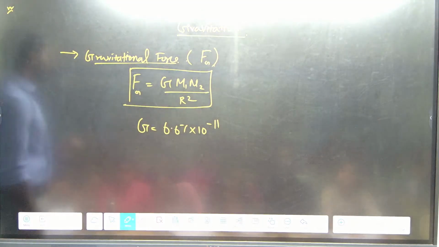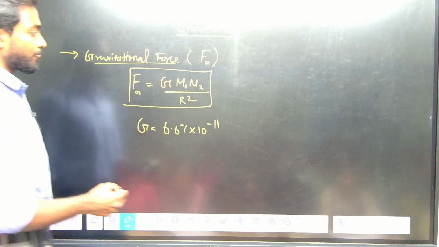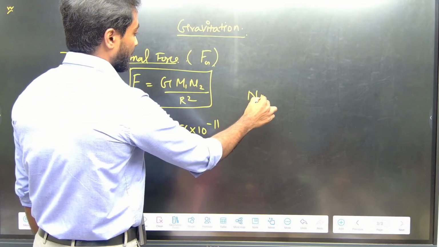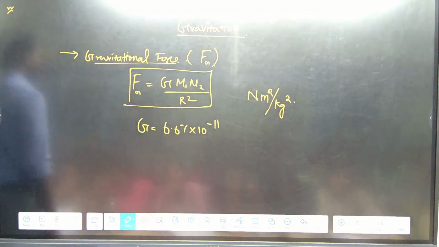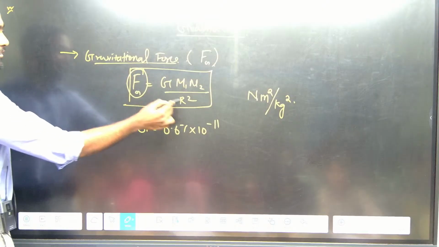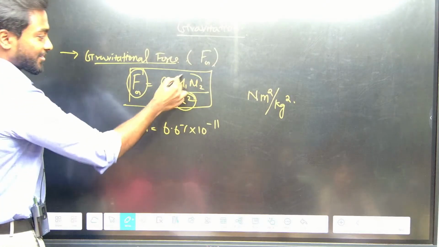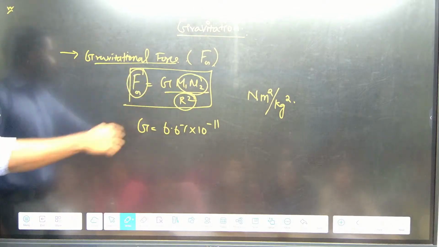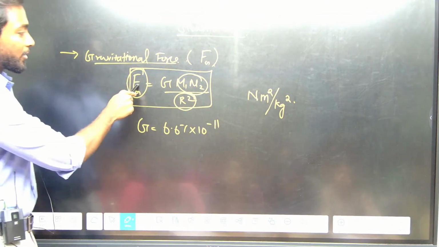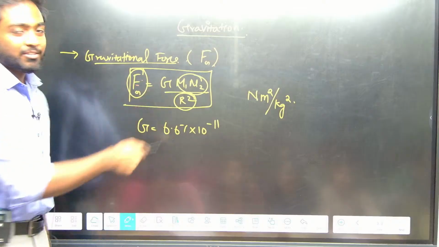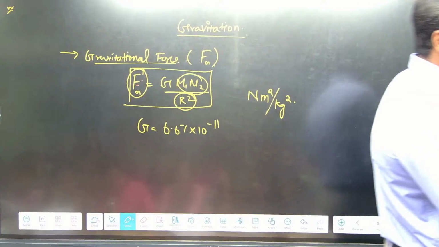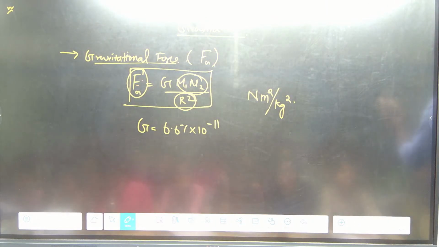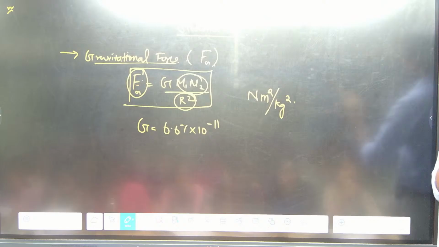So what is the unit of G now? Newton meter square per kg square. This is Newton, this is meter square, this is kg square. If I take everything to one side, it will become Newton meter square per kg square. Write down: whenever they are asking for any one unit, keep that one unit on either the left hand side or right hand side, and take the remaining to the other side.